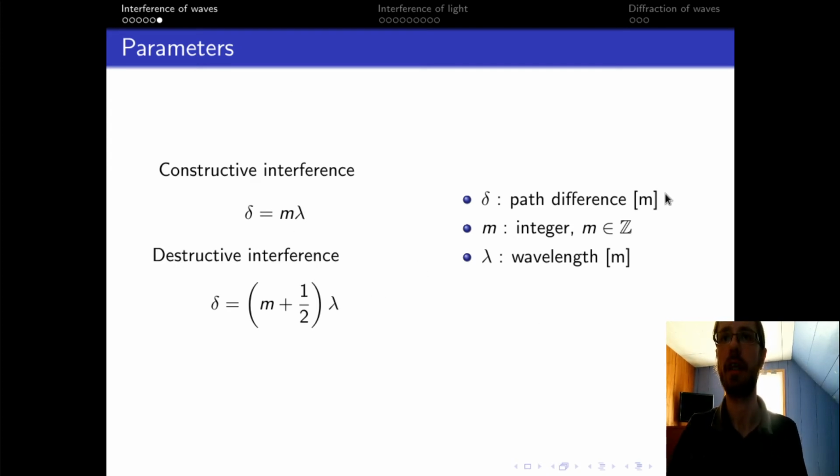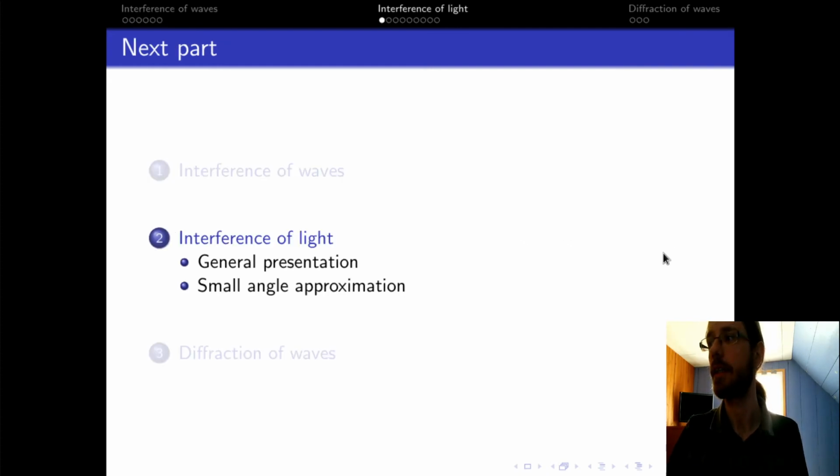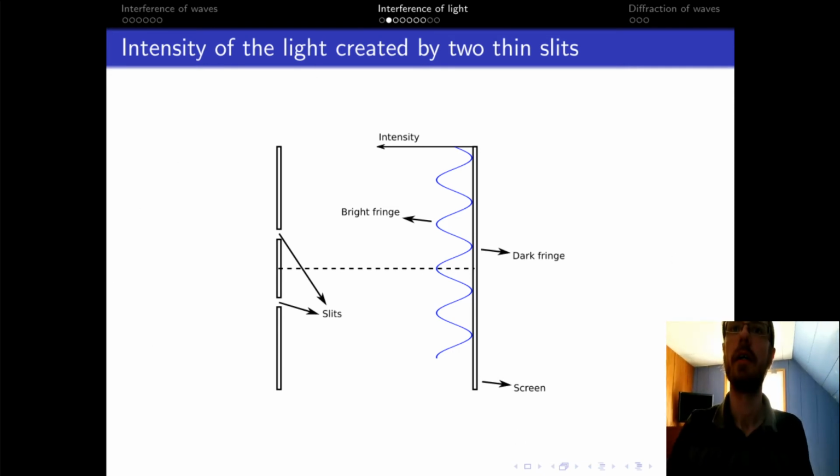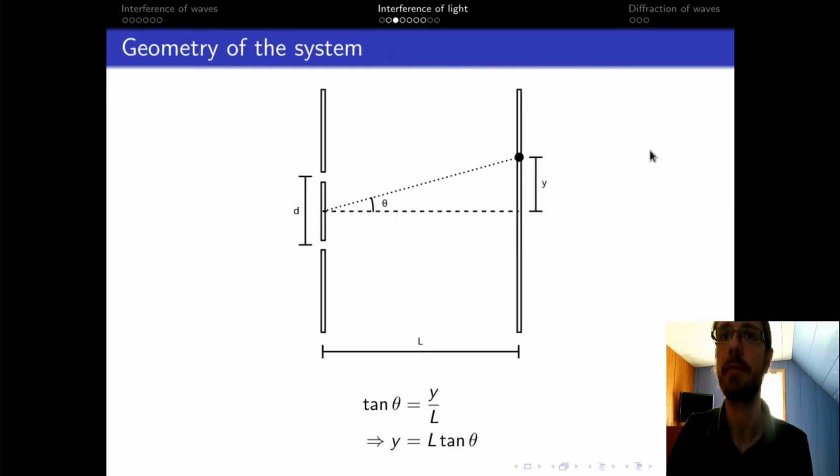And this is the definition with the two equations. So for constructive and destructive, delta is the path difference in meters. M is an integer. It can be positive, negative, doesn't matter. And lambda is the wavelength. What we had in our system was the obstacle with the two slits, the screen which could gather the light, the dark fringes represented by a low intensity of the light, and the bright fringes represented by a high intensity of the light.